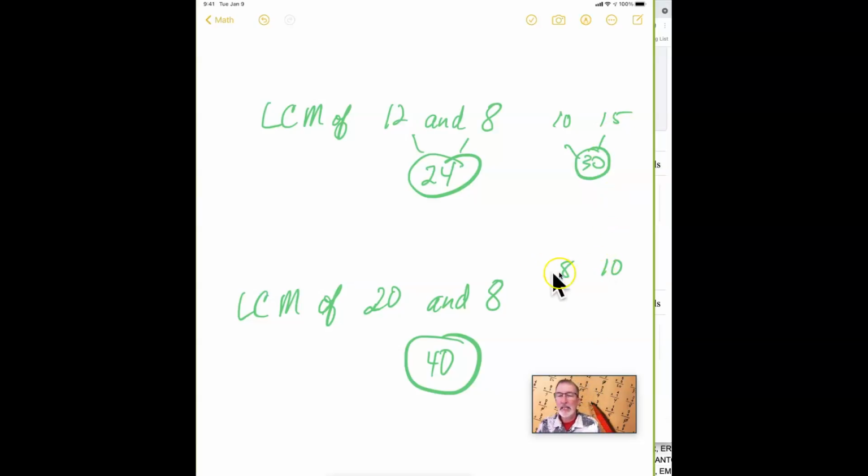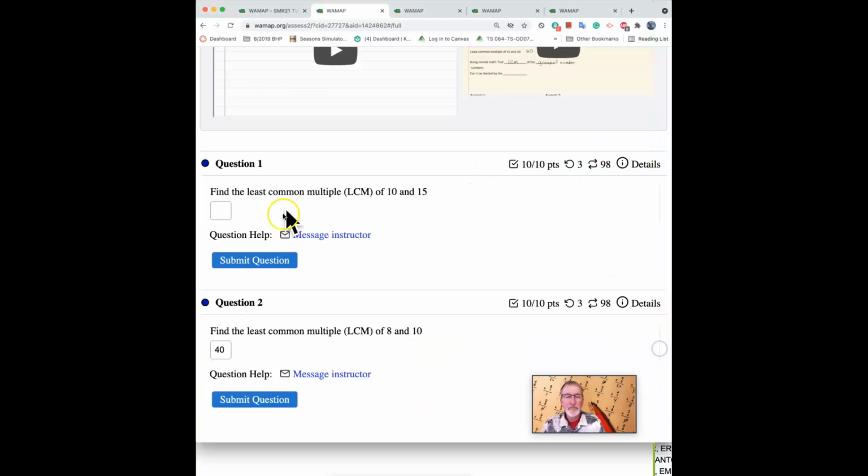So we have 8 and 10. Does 8 go into 10 evenly? No. Does 8 go into 20 evenly? No. Does 8 go into 30 evenly? No. Does 8 go into 40 evenly? Yes. So 40 is our least common multiple for 8 and 10. So interesting. Similar to our last one, the least common multiple of 8 and 20 and of 8 and 10 is 40.